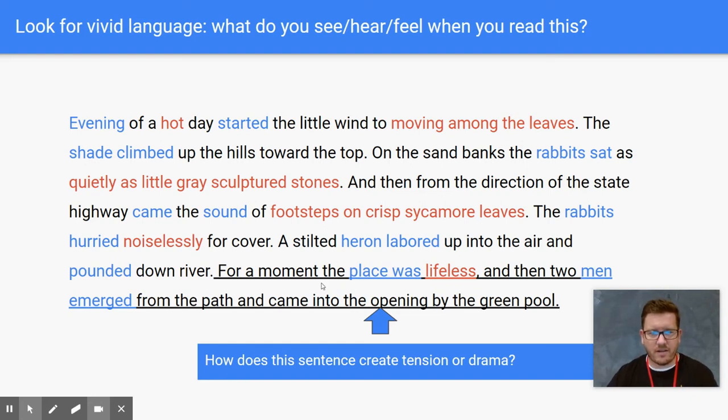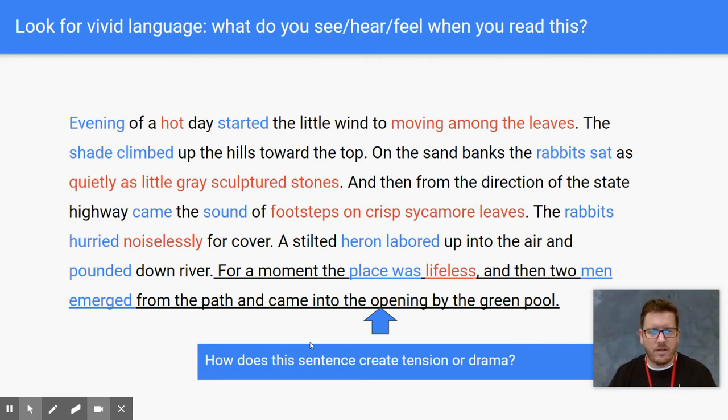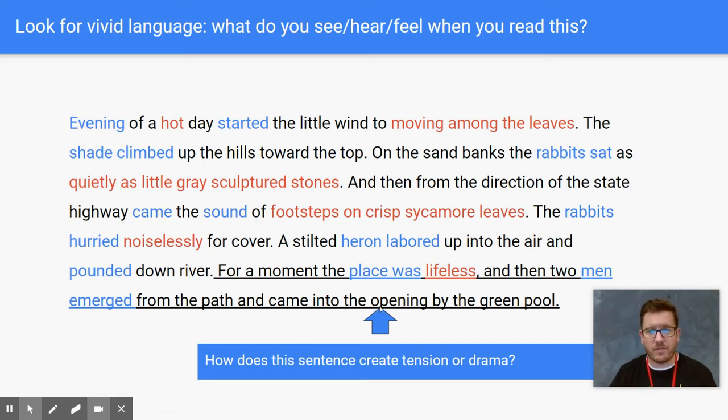And I like this last sentence here. I want to know, how do you think this sentence creates tension or drama? See, it says, "For a moment the place was lifeless, and then two men emerged from the path and came into the opening by the green pool." So everything seems peaceful, peaceful, peaceful. And then all of a sudden, there's action. The rabbits hurried noiselessly. The heron labored and pounded. The place was lifeless. And then the men enter into the scene here.